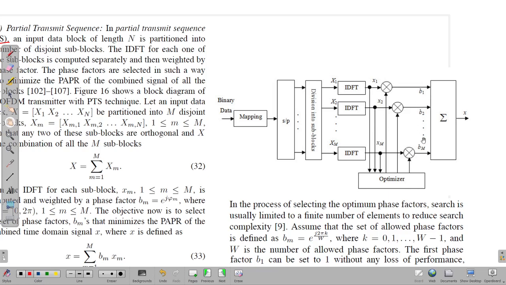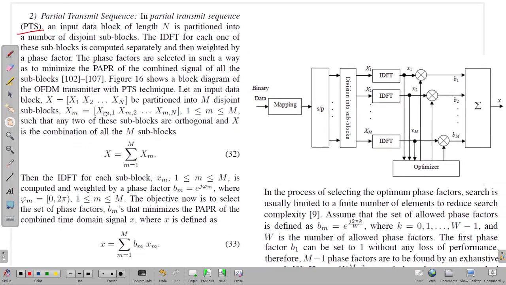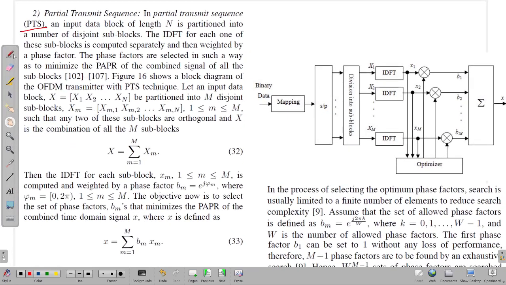The selection of b1, b2 up to bm is done by an optimizer, and this selection of sequences is based on the values of the subblocks x1, x2 up to xm, which are the time domain equivalent of the subblocks. So we'll see how these subblocks are formed.